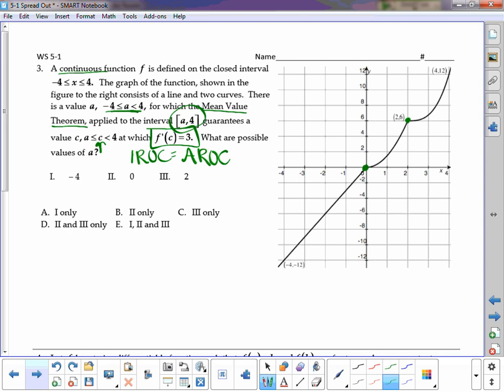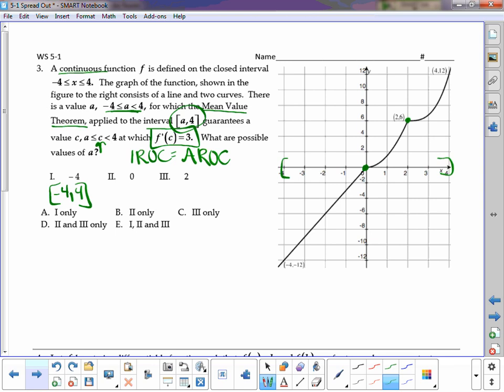So in order for us to apply MVT, we need continuous and differentiable. Guaranteed we've got continuous, but we need to make sure that these intervals will make it so that it is differentiable as well. Alright, so if we used -4, then that would be the interval -4 to 4. Well, if I look from -4 to 4, do I have that it's differentiable that entire time?